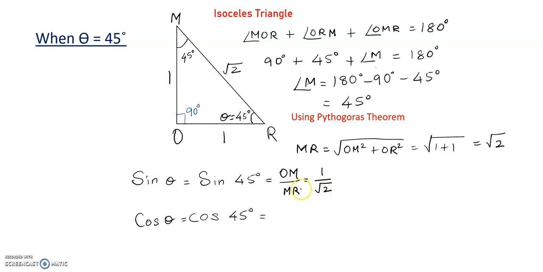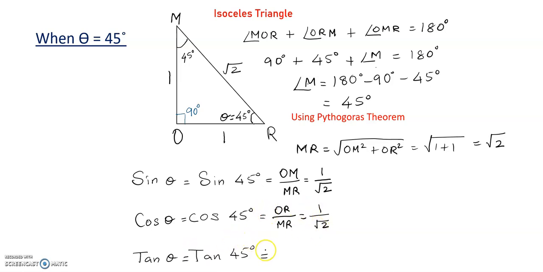Next, let's go to cos 45. Now, cos 45 is equal to adjacent side over hypotenuse. So what is the adjacent side? Adjacent side is OR. OR over MR, which is the hypotenuse. And that is equal to, OR is 1 over MR is root 2. So we have now found what is cos 45. It's equal to 1 over root 2.